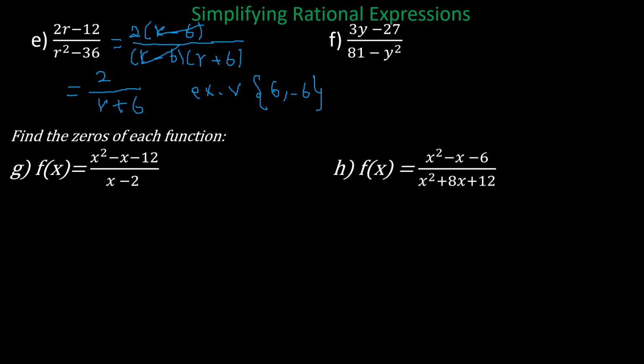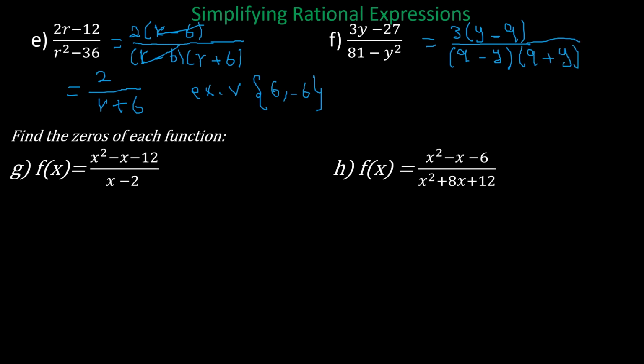Example number F, let's take directly the common factor from the numerator, which is 3y minus 27. The common factor will be 3. It will be y minus 27 divided by 3 equals 9. And downstairs, it's the same, a difference of two squares, 81 minus y squared. So we take the square root of the first, which is 9, minus the square root of the second, which is y, over the same but plus: 9 plus y.